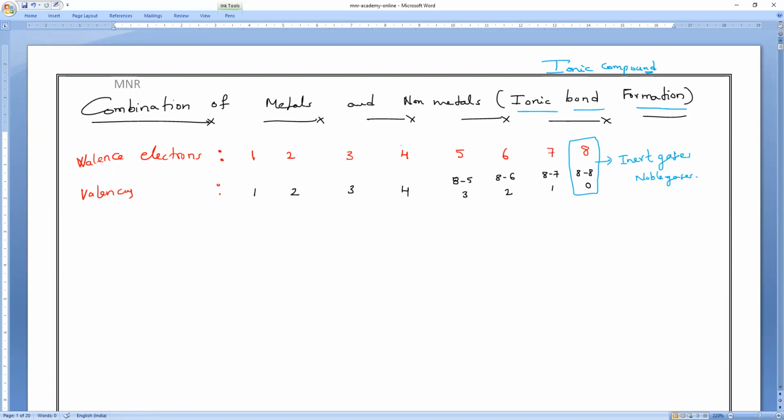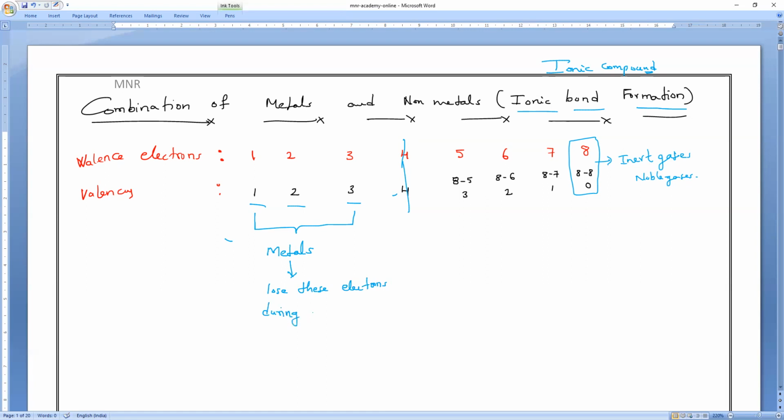Forget about the 8, forget about the 4. We don't bother about the 4 and 8 for ionic bond formation. Only we will consider 1, 2, 3. 1, 2, 3 electrons in their valence cell, so the valency is 1, 2, 3. Are they metals or non-metals, everybody? They are metals. They will lose the electrons. Will they lose or gain the electrons, everybody? They will lose these electrons during chemical reaction.